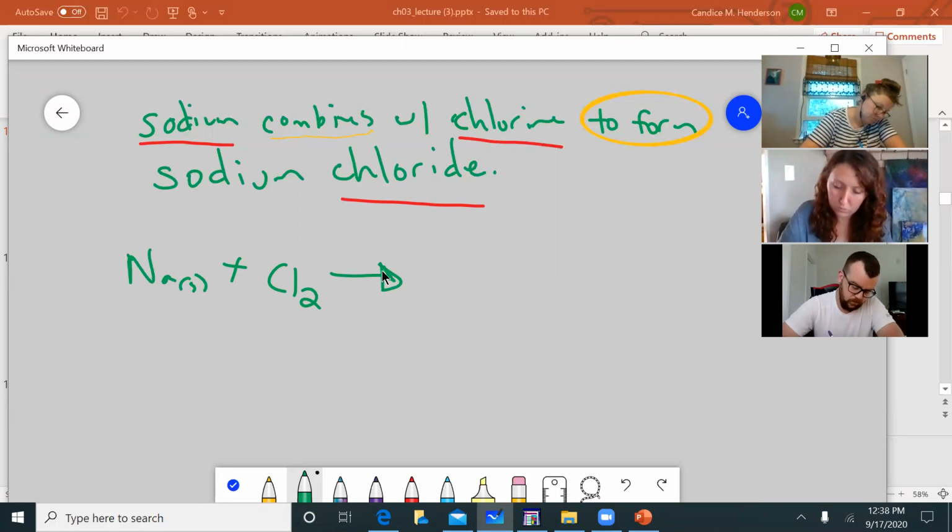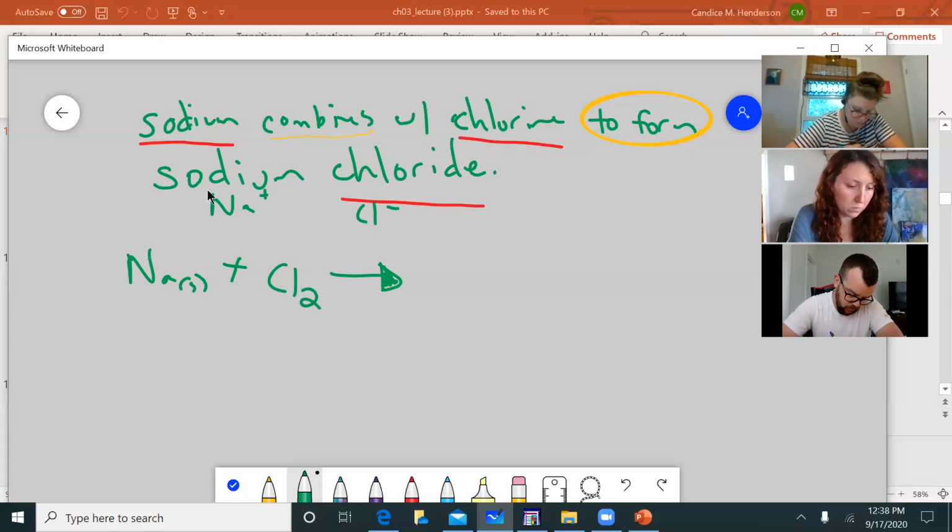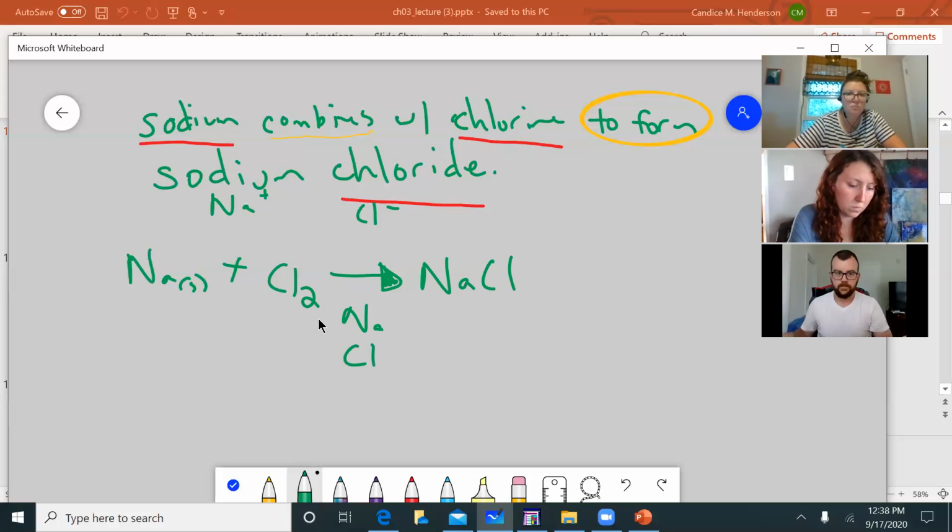So to form, to produce, to create, decomposes to, that's the arrow. And then we want to produce sodium chloride. Sodium chloride is a metal combined with a nonmetal. So sodium is Na plus, chlorine is Cl minus, flip flop, and we should end up with NaCl. Now, if you forgot the diatomic, you would look at it and say, well, that's already balanced, but it's not.